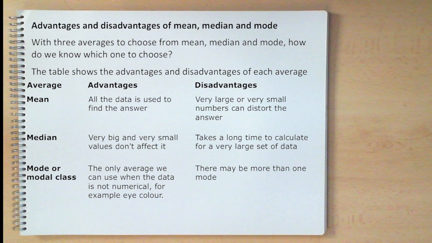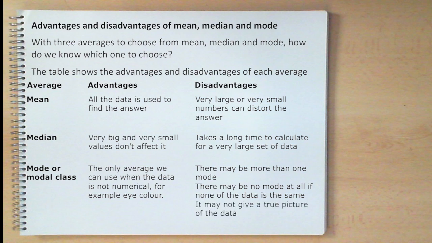The disadvantage, as we've seen, is that there may be actually more than one mode depending upon your data set. And also, if all of the data is the same, every single number is the mode, so effectively there isn't a mode. And in that way it might not give a really true picture of the data, particularly when you're dealing with categorical data. Saying the modal eye colour is brown doesn't really tell you about all the other different eye colours, for example.